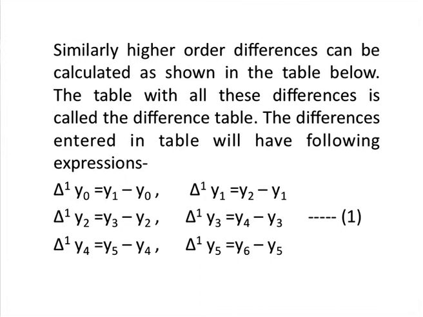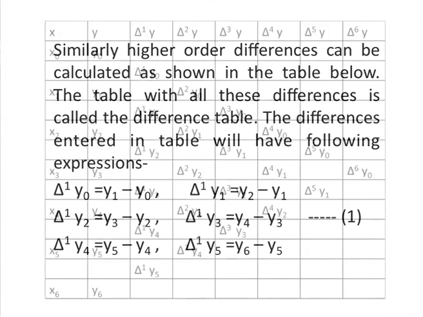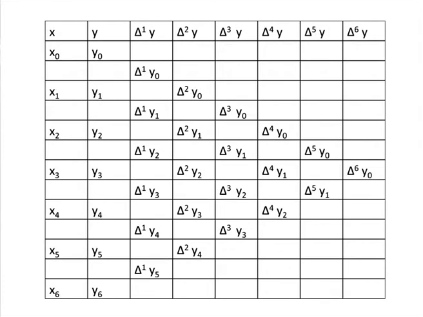The first order differences are given by equation 1. The table on your screen gives you the idea of how the differences will be calculated. The first order differences are calculated from the y values, the second order differences will be calculated from the first order differences, the third order differences will be calculated from the second order differences and so on. So, if you have n plus 1 data, you can have nth order difference in your difference table, that will be only the last value in your table.